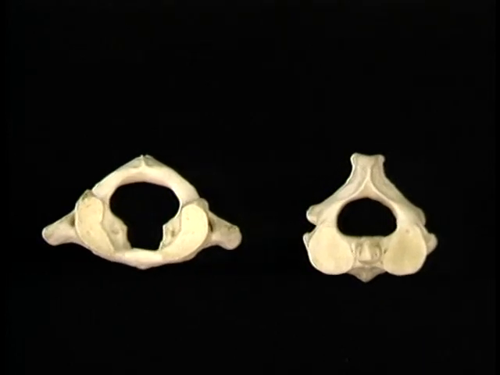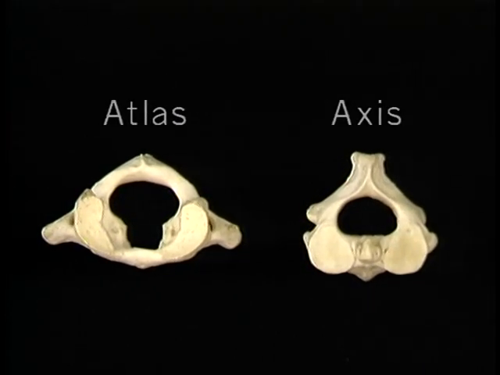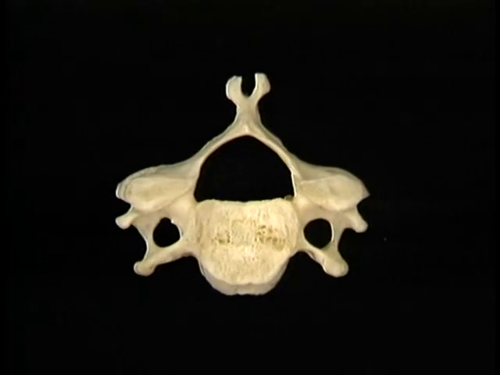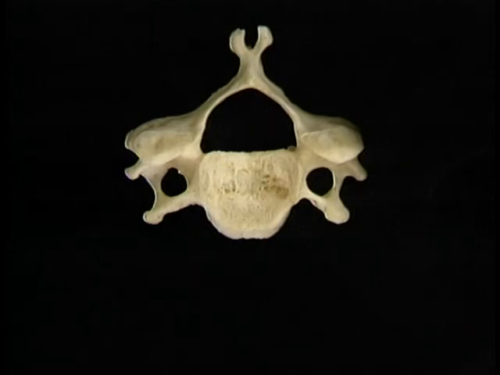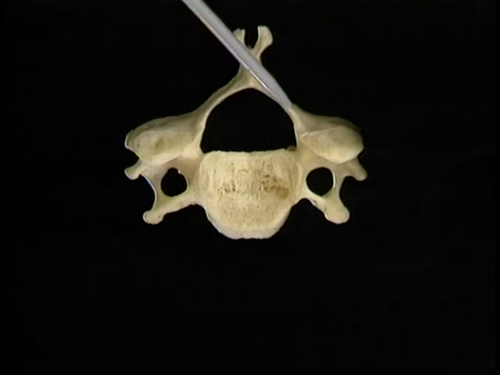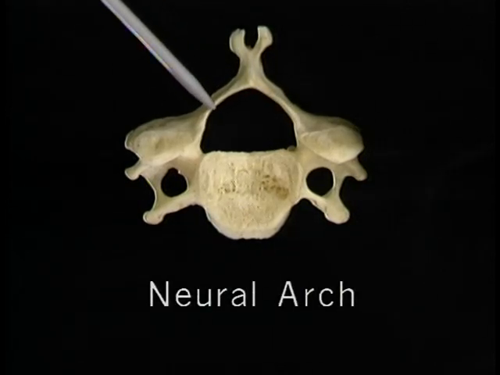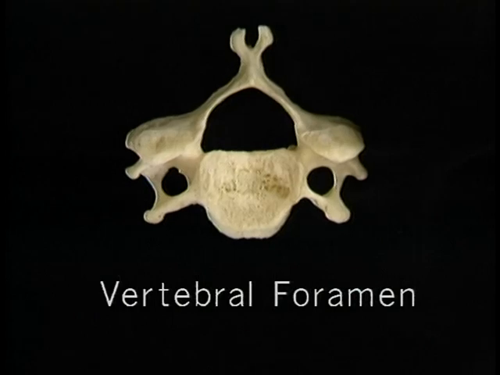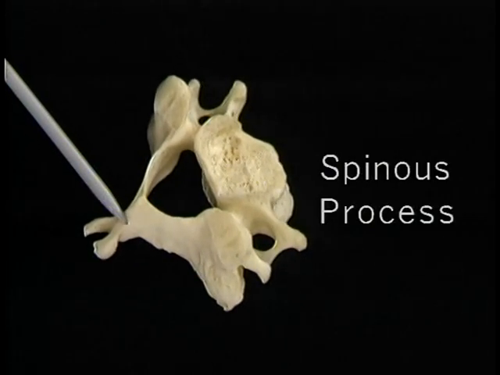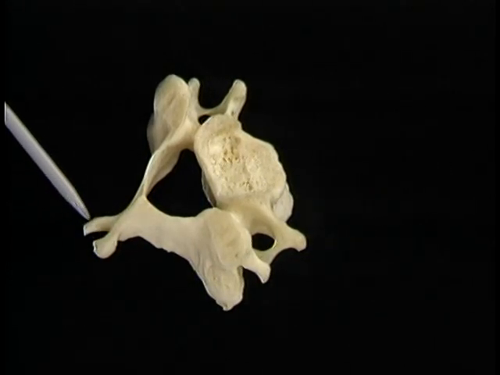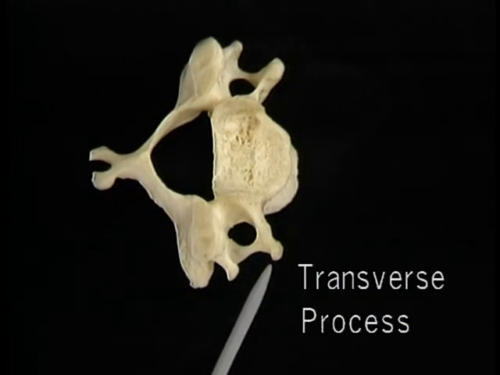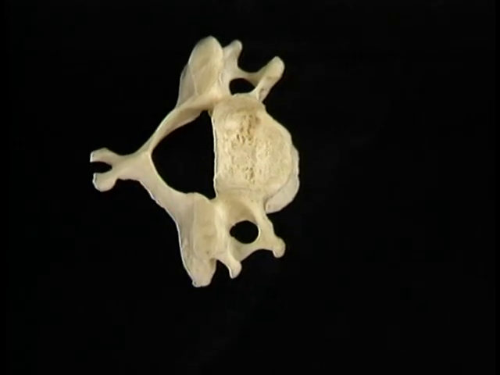Because of their special functions, the atlas and the axis differ in several ways from typical cervical vertebrae. As we've seen in Volume 3, a typical cervical vertebra has a body in front and a neural arch behind, enclosing the vertebral foramen. It has a spinous process behind with two tuberosities and a transverse process on each side, also with two tuberosities.